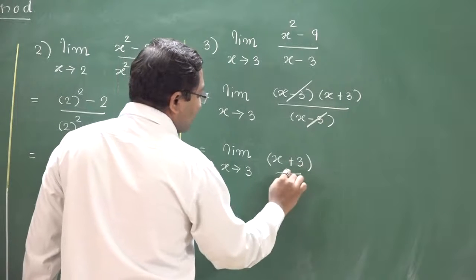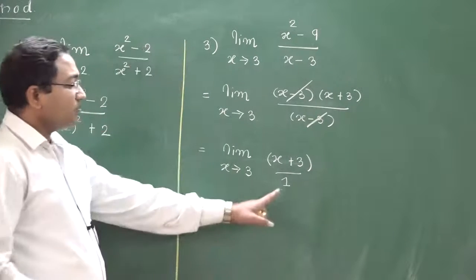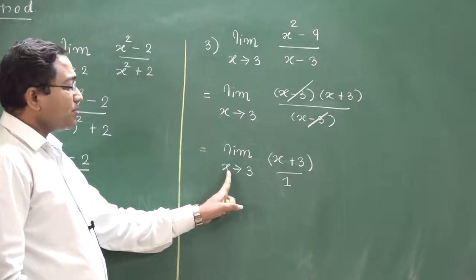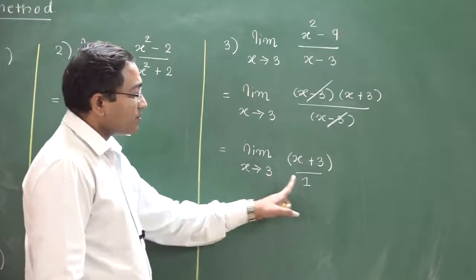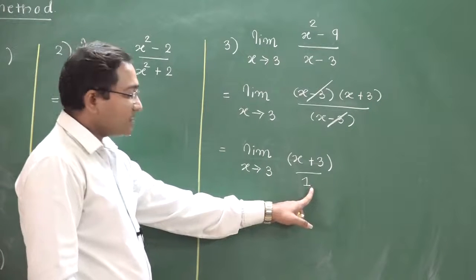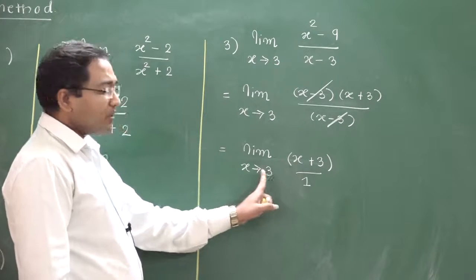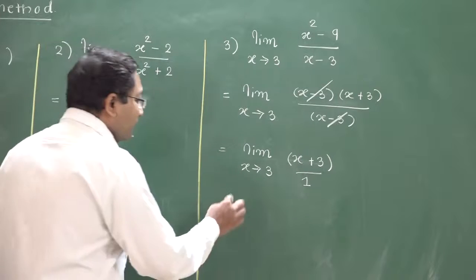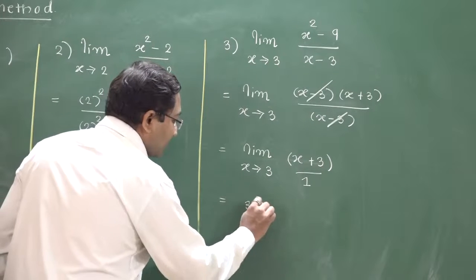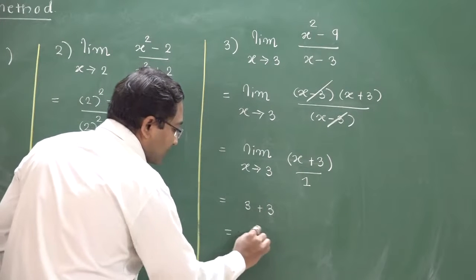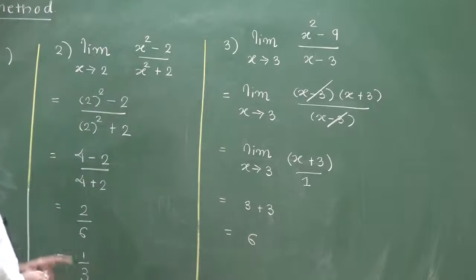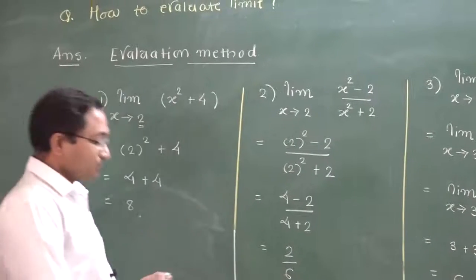So here denominator is 1. When we substitute x equal to 3, the denominator remains unchanged. Therefore we directly substitute x equal to 3 in the given function. Hence we get 3 plus 3 equal to 6. So there are many ways to evaluate the limit of a given function.